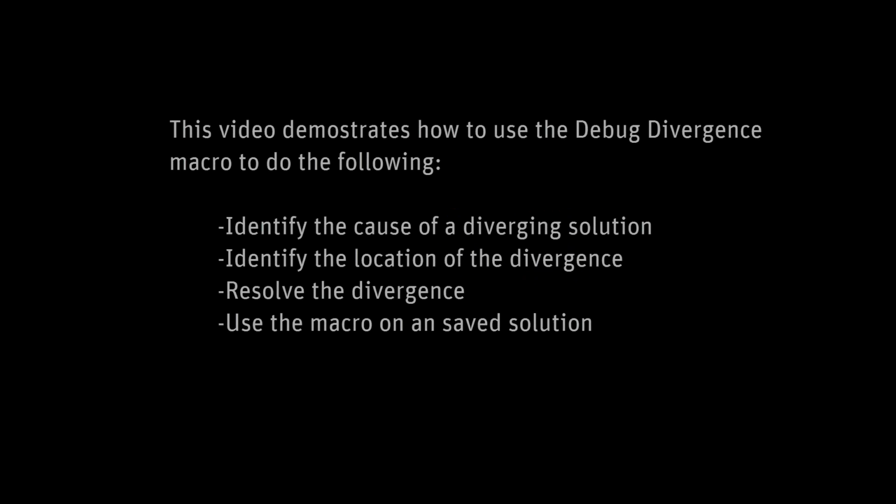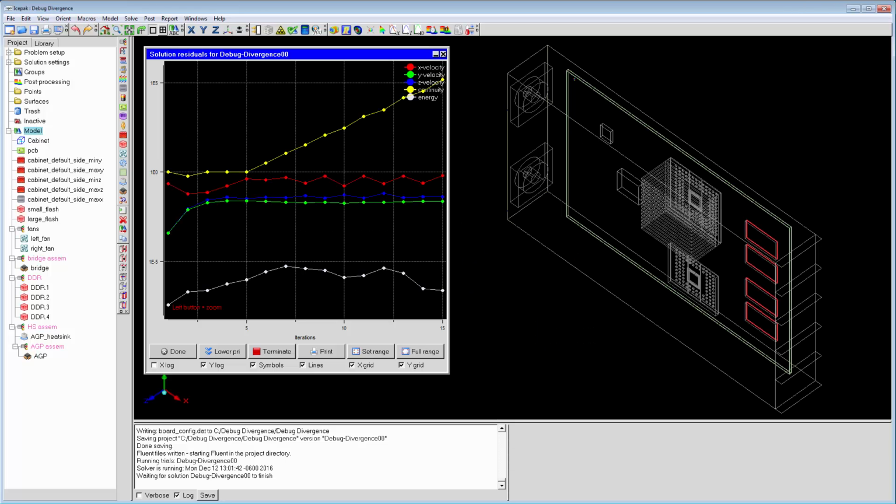In this demonstration, you'll learn how to use the Debug Divergence macro in ANSYS Icepak to identify the cause and location of a diverging solution and how to resolve it. The Debug Divergence macro helps you identify the problem region of a diverging solution in order to make the changes needed to successfully solve the model.